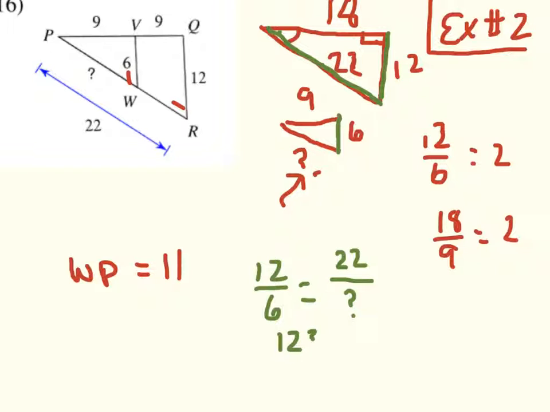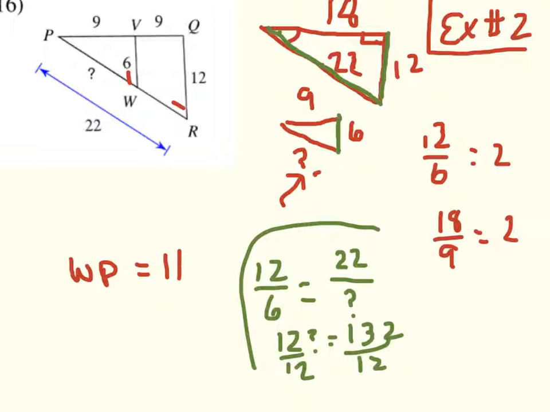And then this is a proportion, so you just cross multiply. 12 times question mark equals 6 times 22. So either knowing what that is or using my calculator, I come up with an answer of 132. And then I divide both sides by 12. And you're still going to find out that the question mark is going to be 11, whether you do it with the proportion or whether you think it through, because this one's relatively easy.